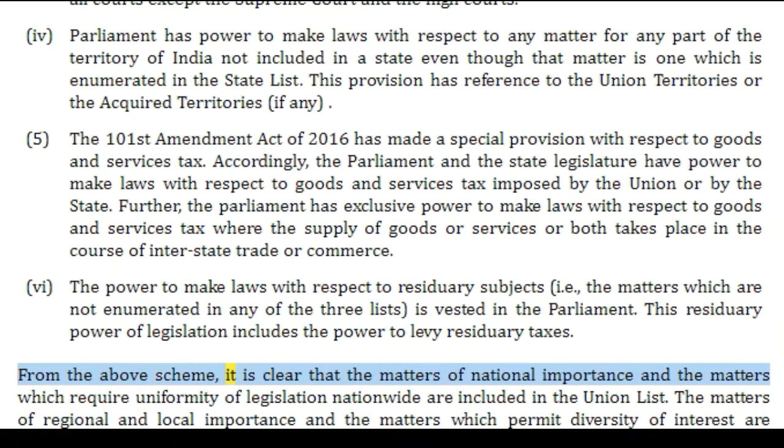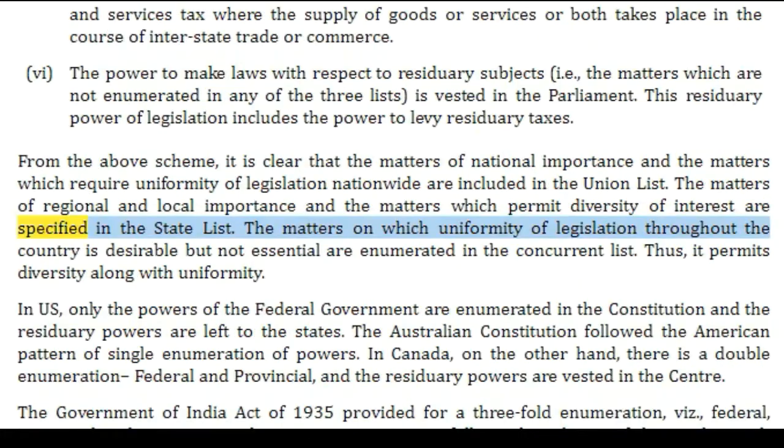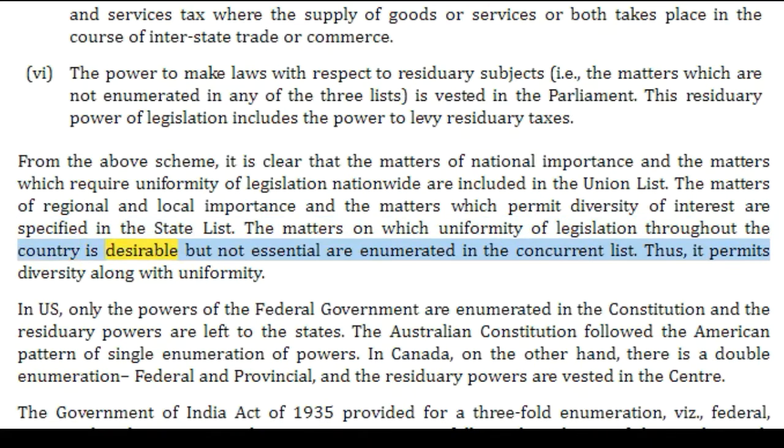From the above scheme, it is clear that the matters of national importance and the matters which require uniformity of legislation nationwide are included in the Union list. The matters of regional and local importance and the matters which permit diversity of interest are specified in the state list. The matters on which uniformity of legislation throughout the country is desirable but not essential are enumerated in the concurrent list. Thus, it permits diversity along with uniformity.